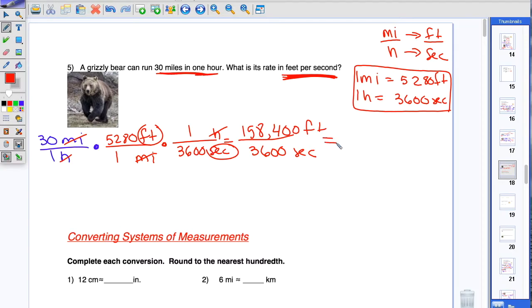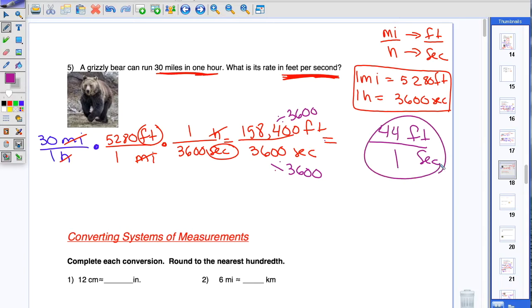We need to find out how many feet per second. So far right now we have 3,600 seconds. So divide your numerator and denominator by the 3,600 to get it to a unit rate. So our feet is in the numerator, our seconds is in the denominator. 3,600 divided by itself is 1, so 1 second. And when we do 158,400 divided by 3,600, we get 44 feet. So a grizzly bear can travel 30 miles in 1 hour. That means he's actually going 44 feet in 1 second.